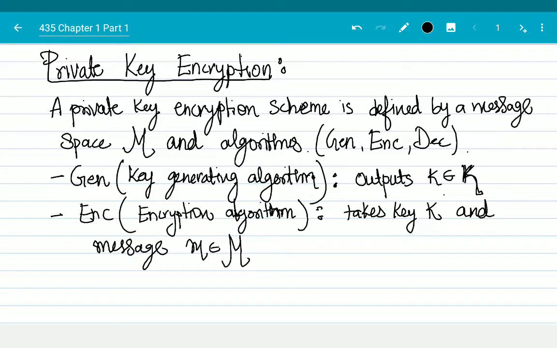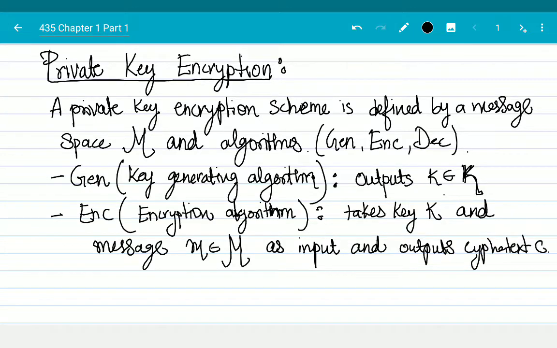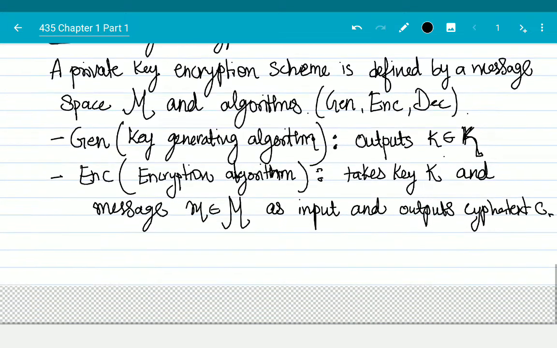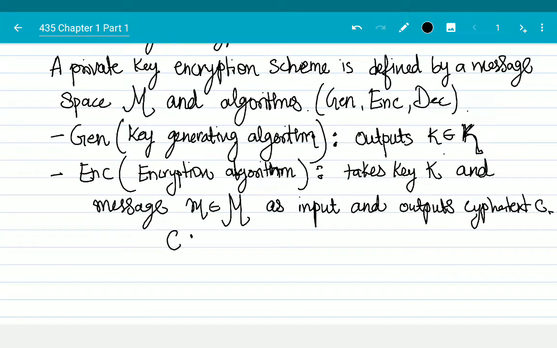In my message space M as input. So it needs two inputs, and then it outputs the ciphertext C. Okay, so C is going to be my encryption.